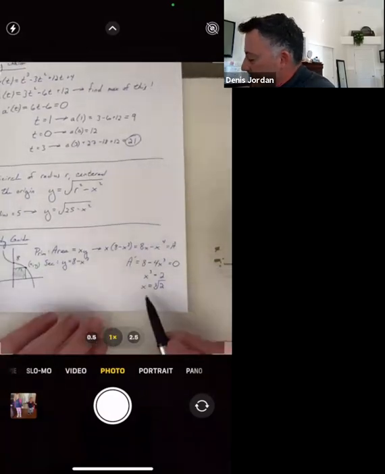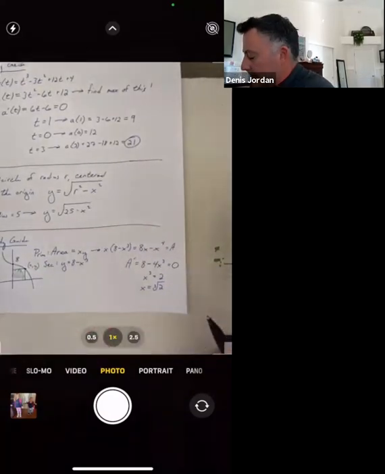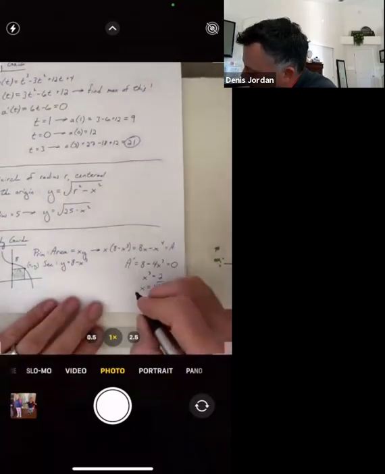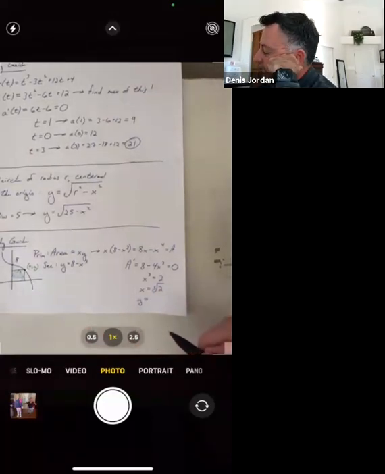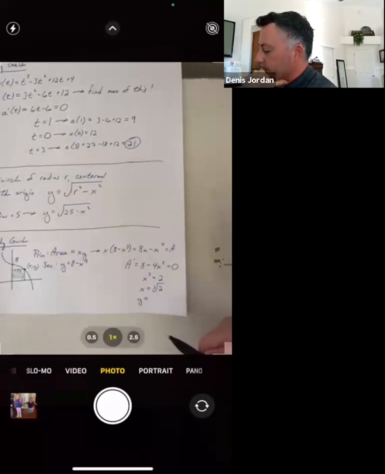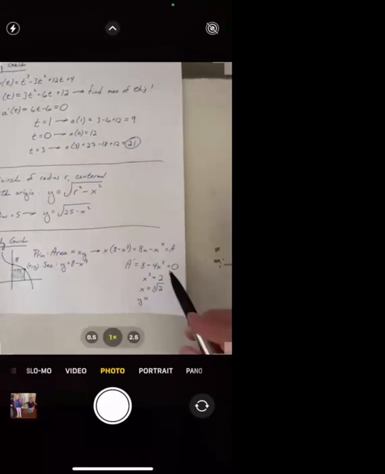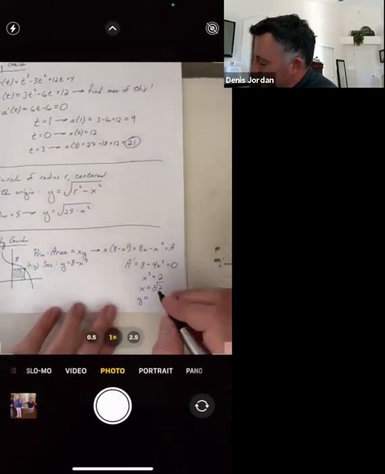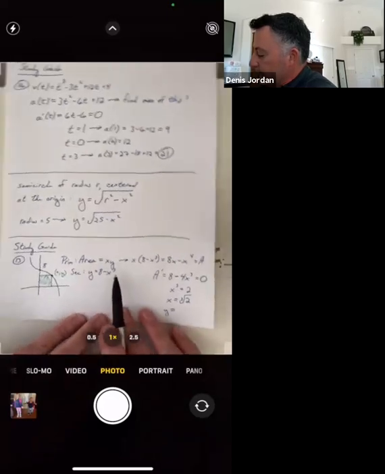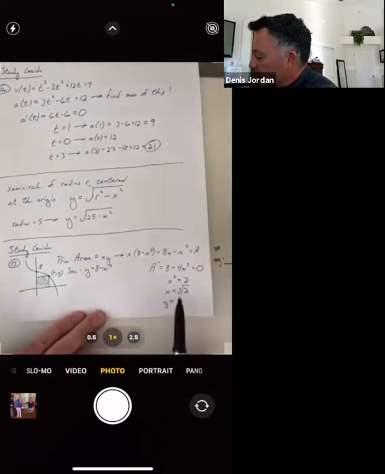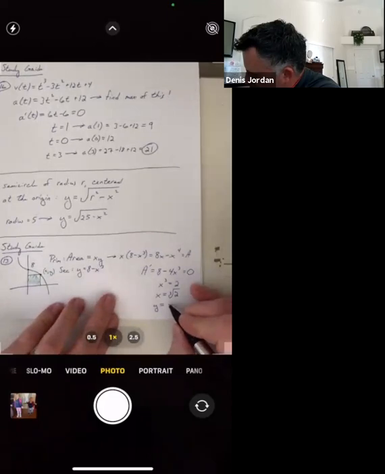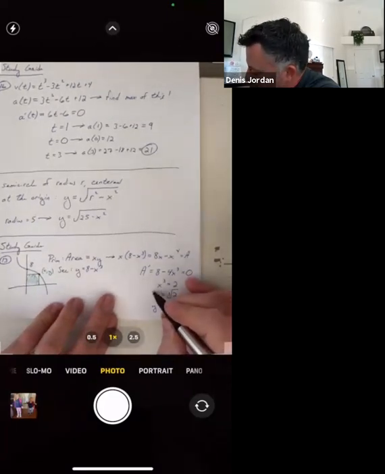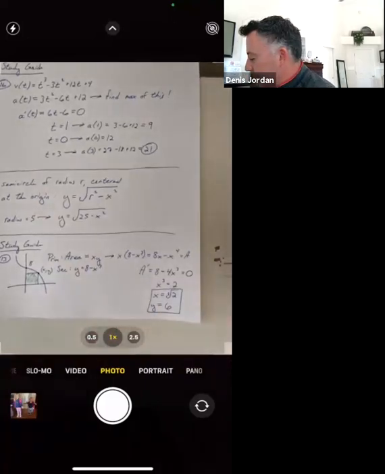So you've got the base of the rectangle, and now you have to get the height. Now it wants to know the y. Where would you get the y value? Plugging the x into the original function? Yeah. If you plug the cube root of 2 into 8 minus x to the third, the cube root and the cube cancel each other out. So it's just 8 minus 2, which is 6. So those are your dimensions.